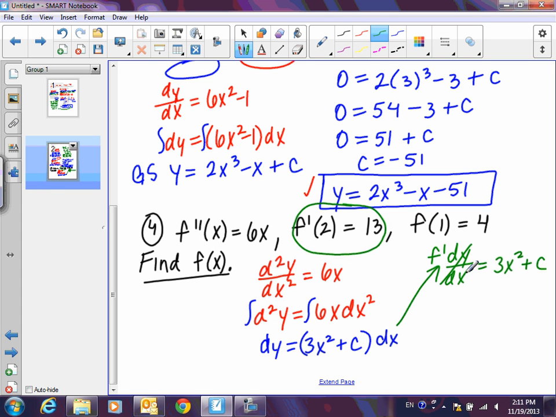Do you see that? So what number am I going to plug in for f prime? 13. And I'm going to plug 2 in for x and solve for c. So that becomes 13 equals 12 plus c. So c equals 1.